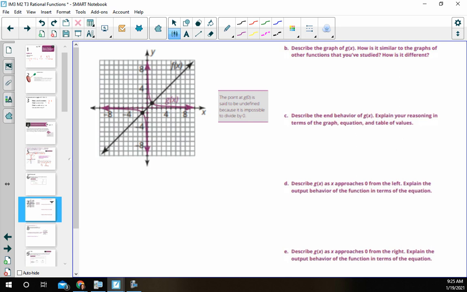Okay, so if we go into this part here, it says describe the graph g of x. How is it similar to the graph of other functions? So we should have paused the video. What other functions have we talked about? We've talked about lines, quadratics, and exponentials. So what are they the same as and what are they different as? Go ahead and pause the video and write some similarities and some differences.